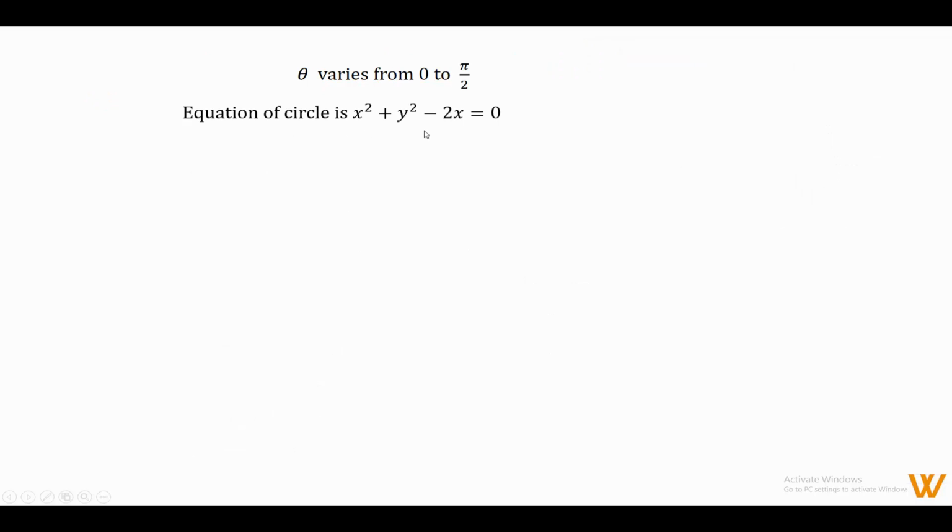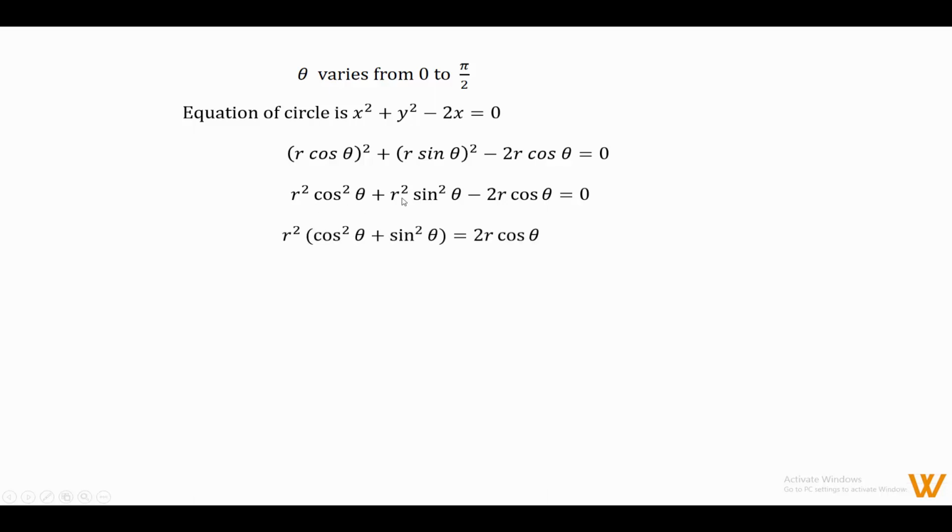The equation of the circle is x² + y² − 2x = 0. Here put x = r cos θ and y = r sin θ and simplify. We get r² cos²θ + r² sin²θ − 2r cos θ = 0. Now from the first two terms, r² is common, and inside the bracket cos²θ + sin²θ is equal to 1, so r² − 2r cos θ = 0.